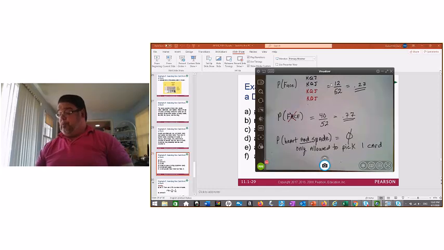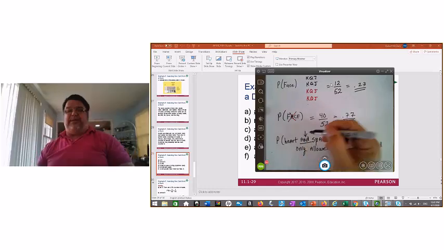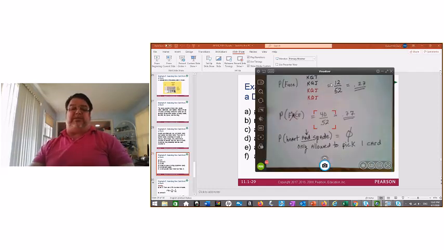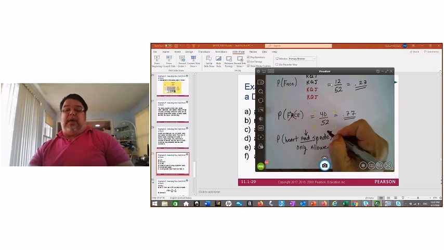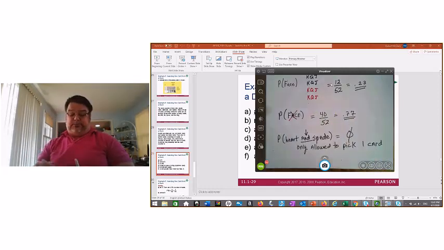Because it cannot occur, because this says and. So that means you got to draw twice. Okay? The reason they put this in here isn't to trick you. In probability, you have to read and think about what the question is asking. And means that you're picking 2 cards. So that would be 0.